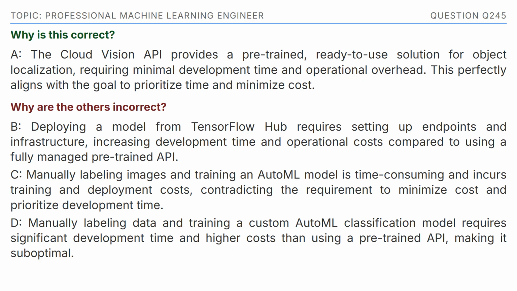Why are the others incorrect? B. Deploying a model from TensorFlow Hub requires setting up endpoints and infrastructure, increasing development time and operational costs compared to using a fully managed pre-trained API. C. Manually labeling images and training an AutoML model is time-consuming and incurs training and deployment costs, contradicting the requirement to minimize cost and prioritize development time. D. Manually labeling data and training a custom AutoML classification model requires significant development time and higher costs than using a pre-trained API, making it suboptimal.